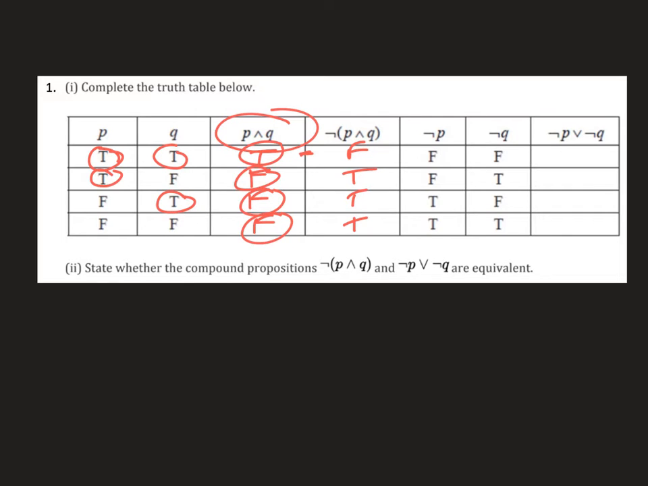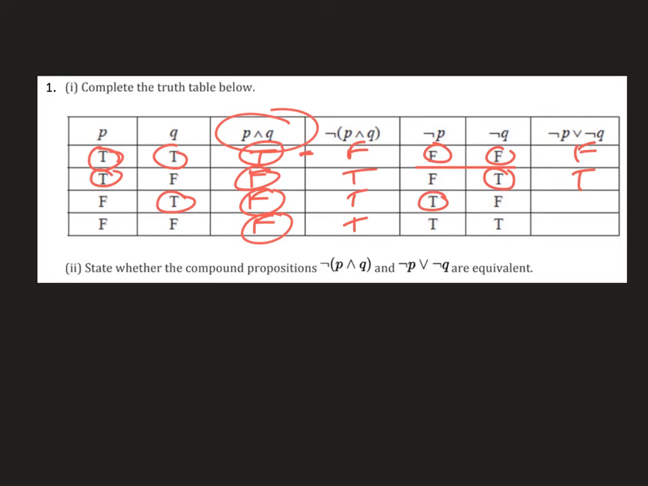And in the final column, column 7, we are asked to complete the inclusive disjunction not P or not Q. So this is saying, do we have at least one of not P or not Q? So if we're looking at the top line, do we have one of not P or not Q? No, so that's going to be false. If we look at the second line, do we have at least one of these two which is true? Yes, not Q is true, therefore the statement is true.